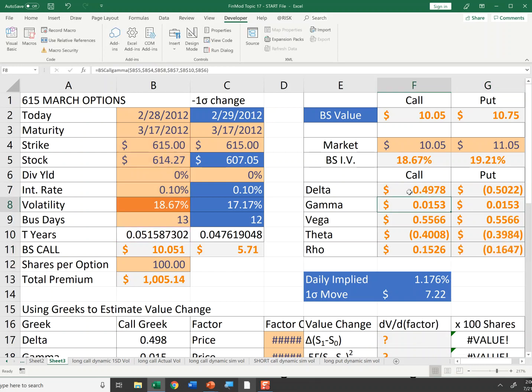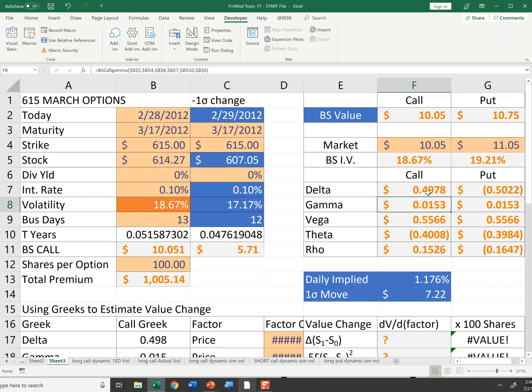So again, delta told me as the stock price increases, the call increases by 50 cents, the put decreases by 50 cents at the current level of these parameters. Gamma tells me the change in delta, and notice it's the same for both options. So you can think of this as a 0.015.